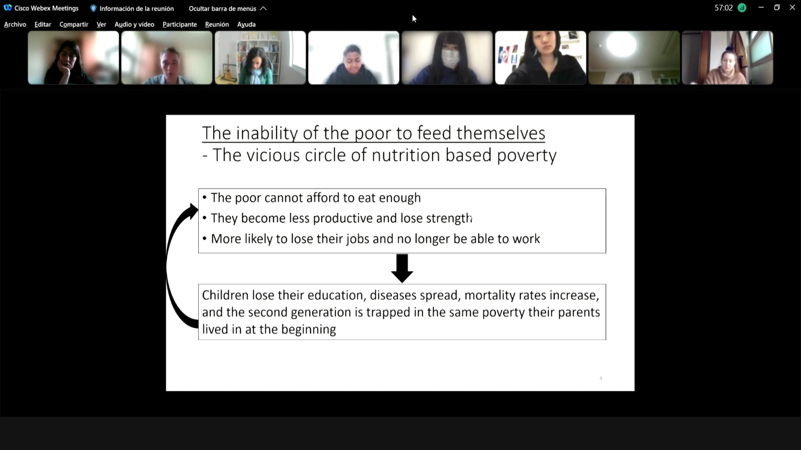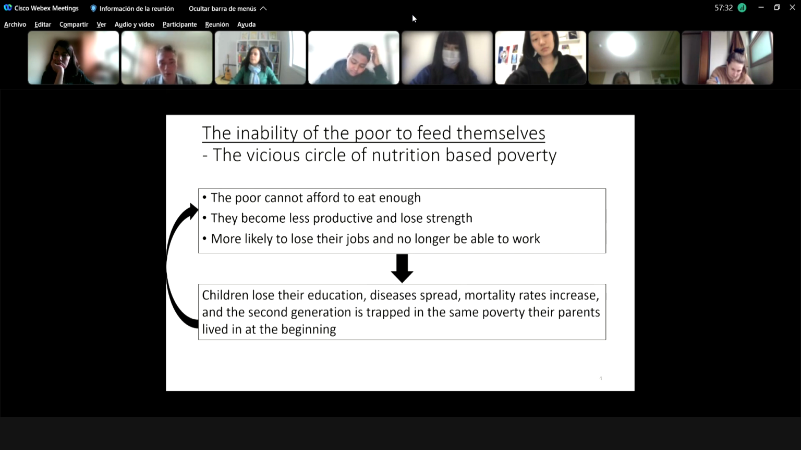And it all comes down to the author's argument that there's some kind of inability of the poor to feed themselves, or what you could also call a vicious circle of nutrition-based poverty. It all starts with the fact that the poor cannot afford to eat enough, and as a result, they become less productive and lose strength. Because of the lack of productivity and strength, they're more likely to lose their job and are no longer able to work.